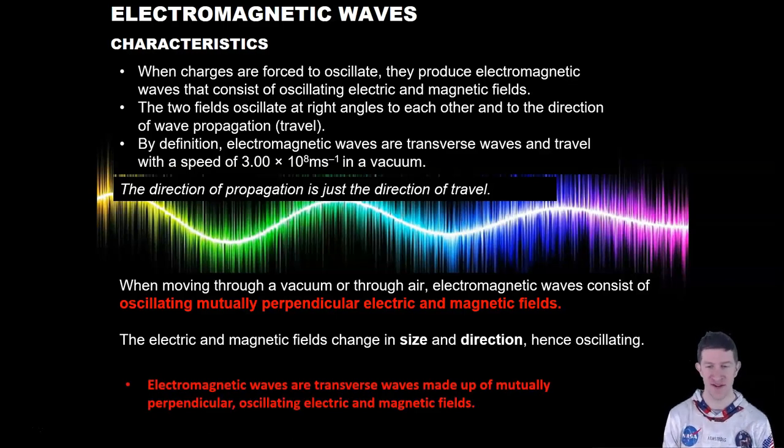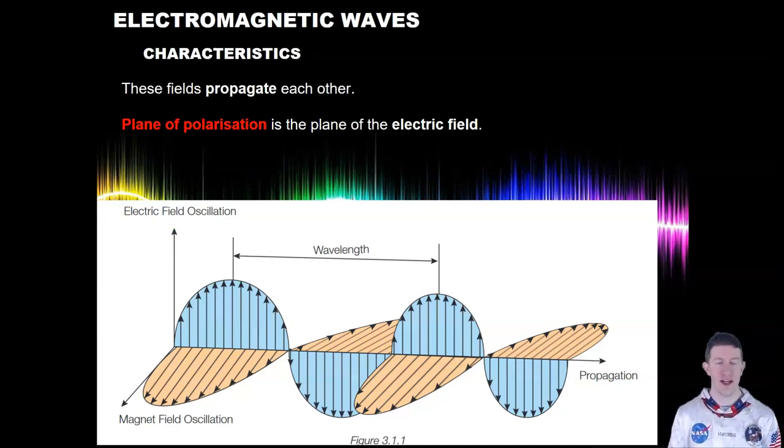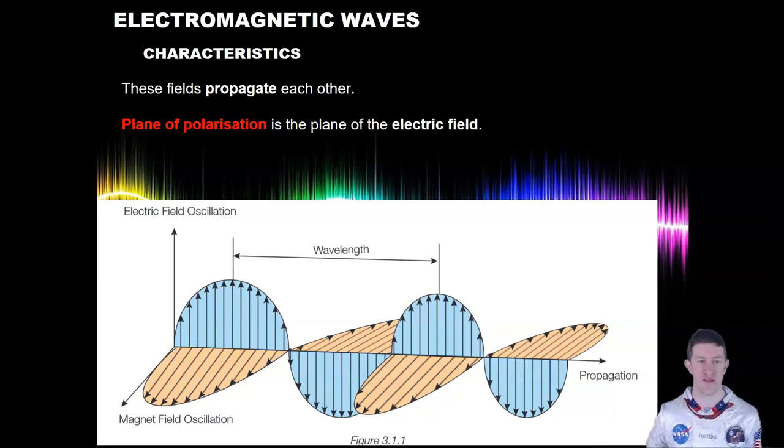Electromagnetic waves are transverse waves, and they're made up of this mutually perpendicular oscillating electric and magnetic field. So that's the full definition of what an electromagnetic field is. So we mentioned that the fields propagate each other. The plane of polarization is the plane of the electric field. So anytime we're talking about polarization, which is coming up, we're talking about the electric field plane. So whichever direction the electric field is traveling, that is the plane of polarization.